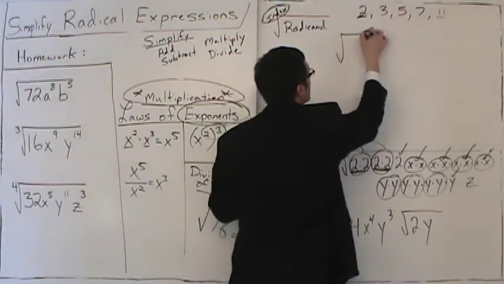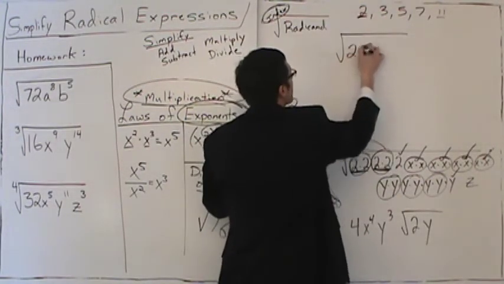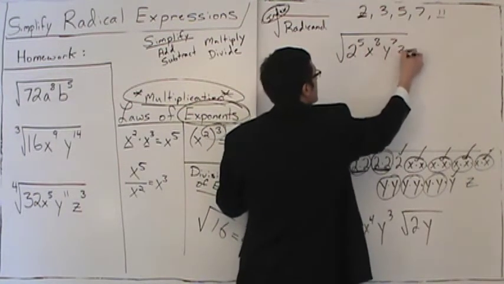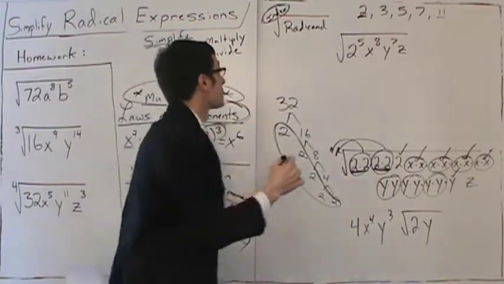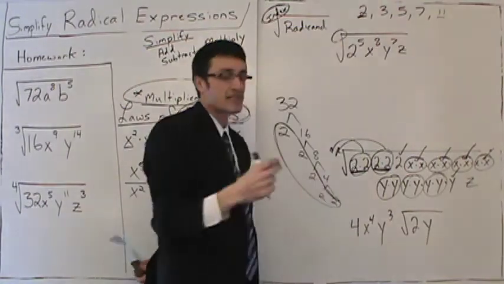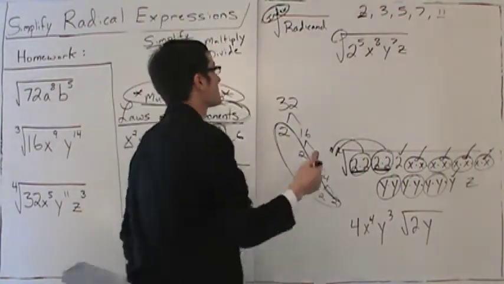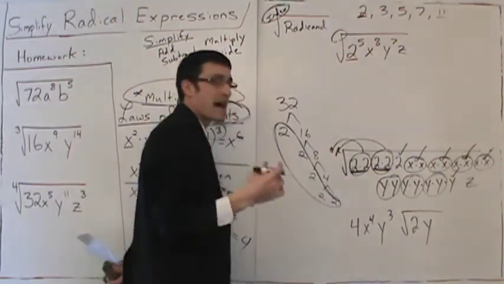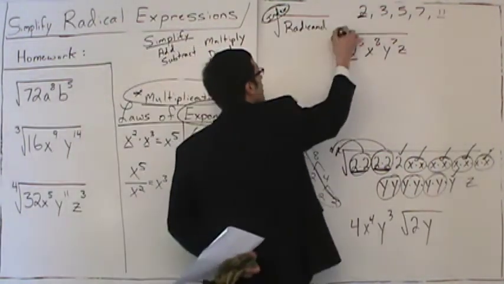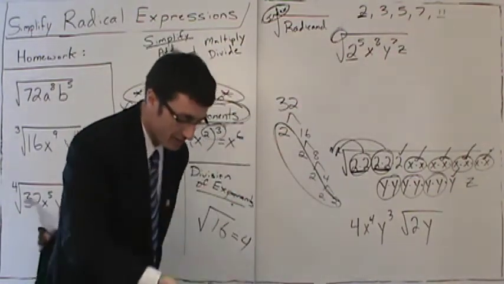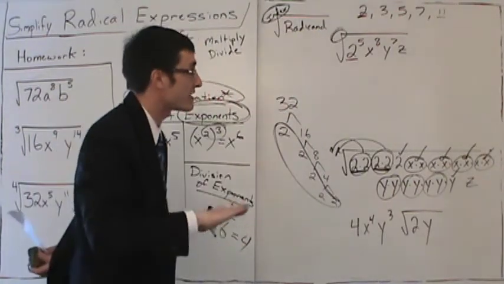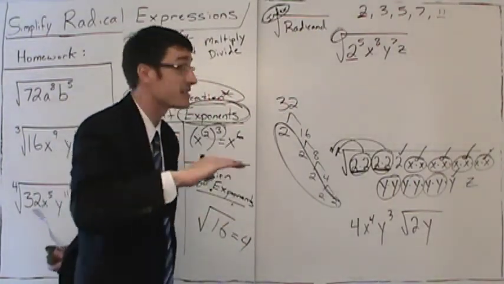So looking at the square root of 2 to the 5th, x to the 8th, y to the 7th, and z. Now let's do it in our head. So we're looking at groups of what? Groups of 2. The index 2 is unwritten. This means we're taking out pairs. My question is, how many pairs? We have 5 2's. How many pairs are there in 5? We're dividing. Remember, we are dividing. Go to the next number below 5 that's divisible by 2. Hopefully you say the next number below 5 divisible by 2 is 4.